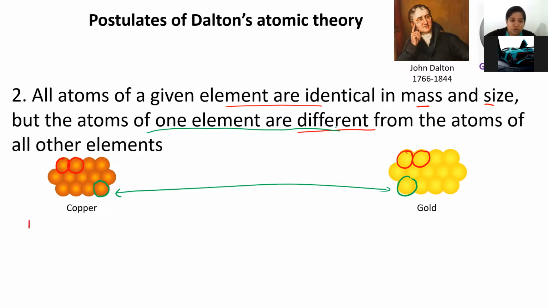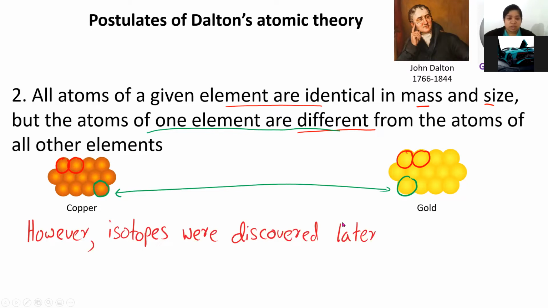But by now, we know about a thing called isotopes. What are isotopes? I believe you have learned them in your O-levels. Isotopes are atoms of the same element, but they have different masses. So with the discovery of isotopes, his second postulate also went wrong. You can see here the carbon atoms. They are all carbons, but they have different masses. So by now, we know his second postulate has also gone wrong.